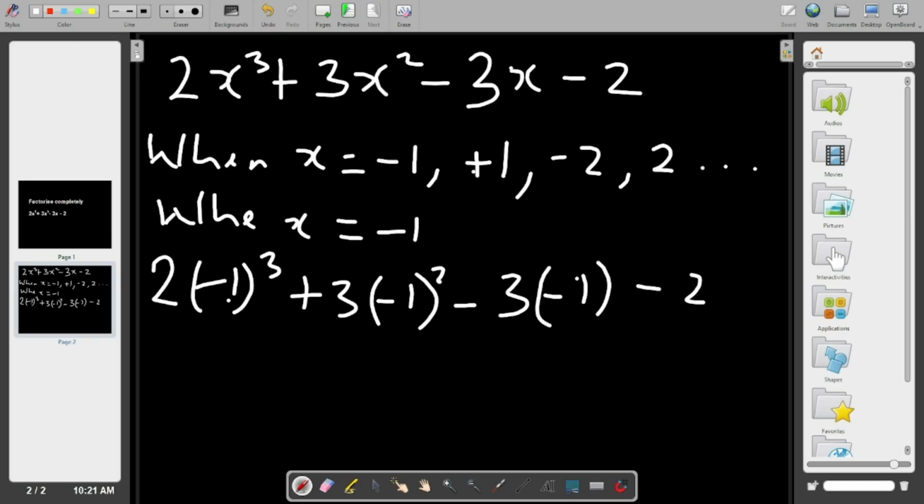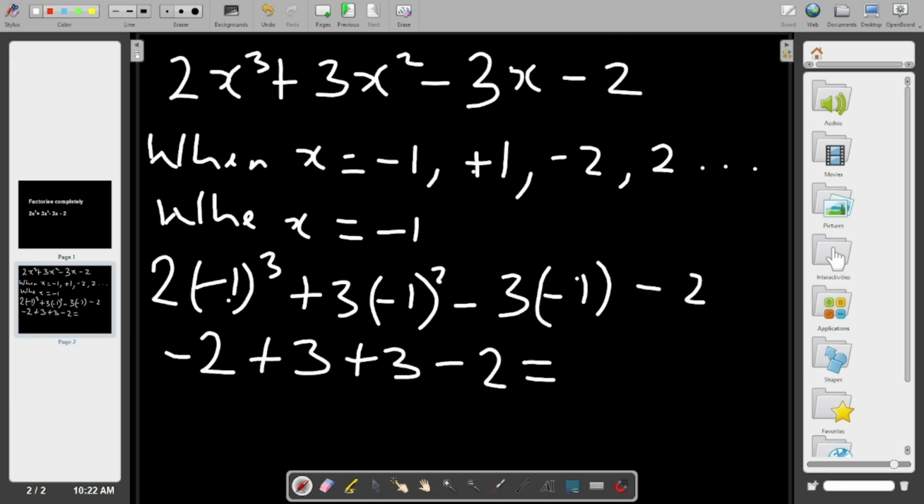Let's evaluate this quickly. Minus 1 raised to the power of 3 is minus 1. Minus 1 times 2 will give you minus 2. So here you have minus 2. Then you come over here, minus 1 raised to the power of 2 is plus 1. Plus 1 times 3 will give you plus 3. So we write plus 3 here. And then minus 1 times minus 3 will give us plus 3, so you write plus 3. And of course, this minus 2, you bring it down. You write minus 2.